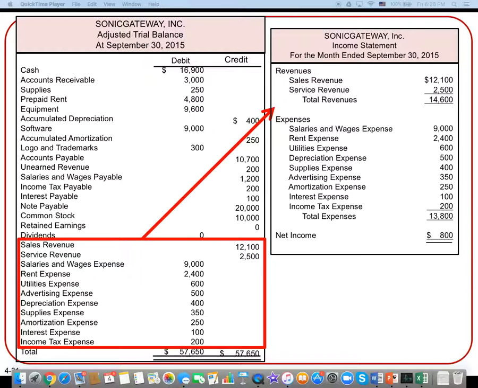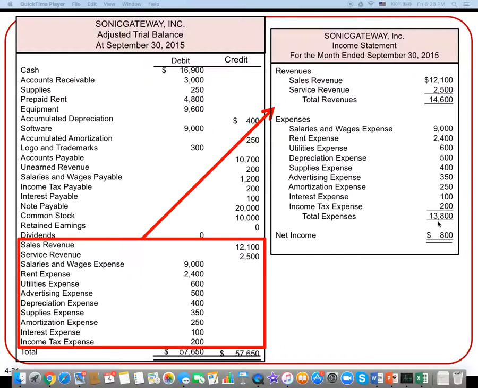Remember the sequence of the financial statements. We always need to prepare the income statement first. So on the bottom portion of this, everything is already here. You basically transfer everything on the bottom into the income statement. Right? So income statement.